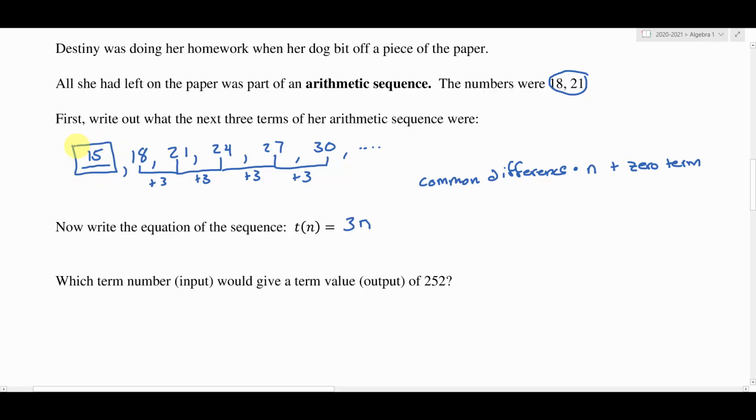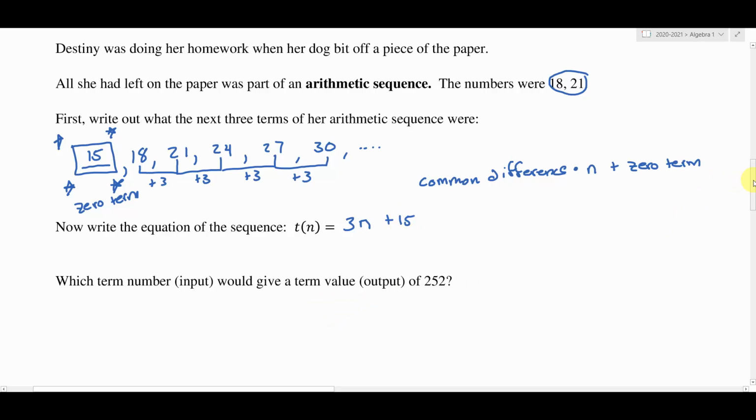Now this is not actually part of the sequence, okay? This is a hypothetical term that would come before the first term if it did exist, but it's not actually part of the sequence. The only reason we really need this term is so that we can complete our equation over here. So we're going to do 3n plus the 0 term, so we would say 3n plus 15. That's how we build our equation.